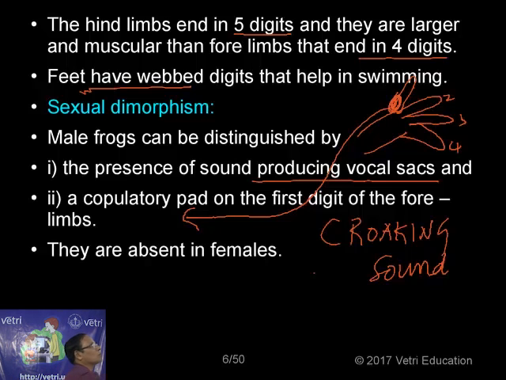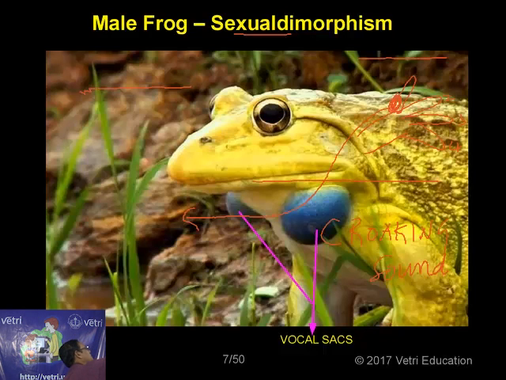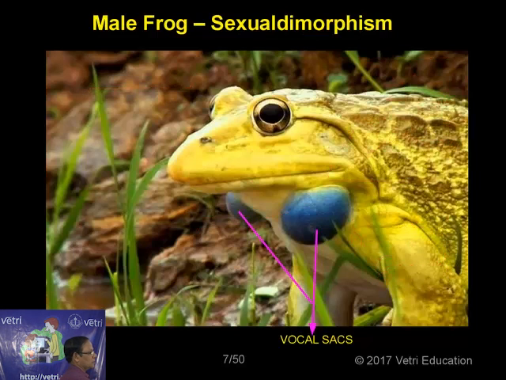So I will show you now what we have. This is the male frog exhibiting sexual dimorphism. You could see this is the vocal sac, a large blue-colored one present here. This is the forest frog, the species Rana tigrina, somewhat different from the toad, though somehow similar to the toad in structure.